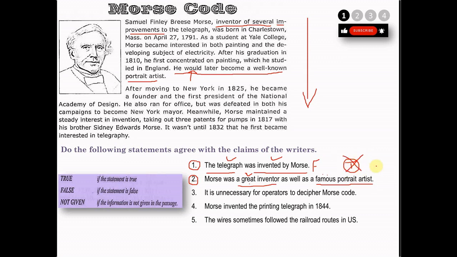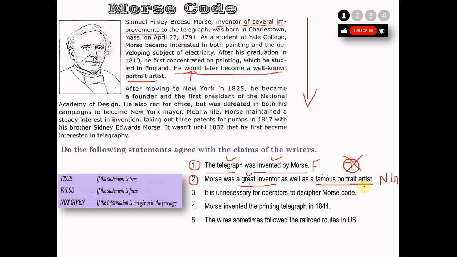So the thing which was seeming true at first glance became not given after understanding that particular thing properly. So these adjectives also play a very cardinal role while solving these questions. Yes, so great and famous, if you try to find these two words in the passage, you never find them. So if you never find the information, the question becomes not given.